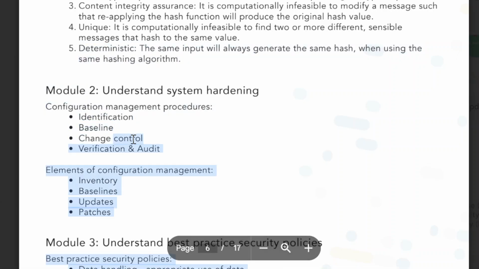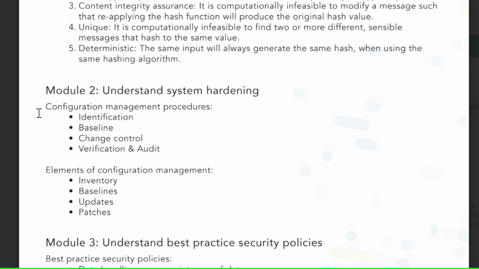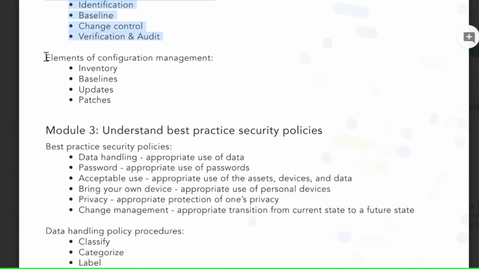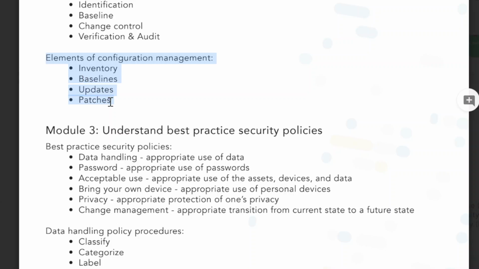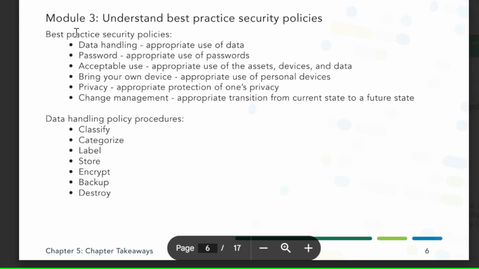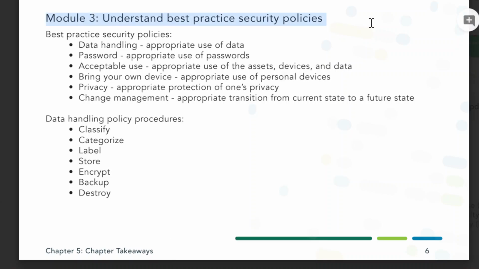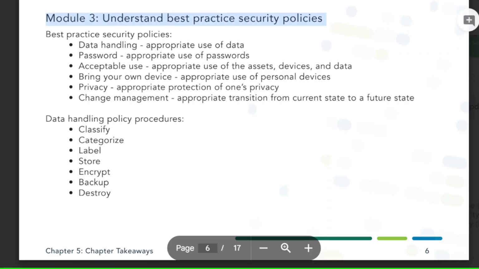Next we have module 2. So understand system handling. So here are configuration management procedures, which include identification, baseline, change control, verification, and the audit. Then we have elements of configuration management. We have inventory, baseline, updates, and the patches. And we have module 3, understand best practices security policies.